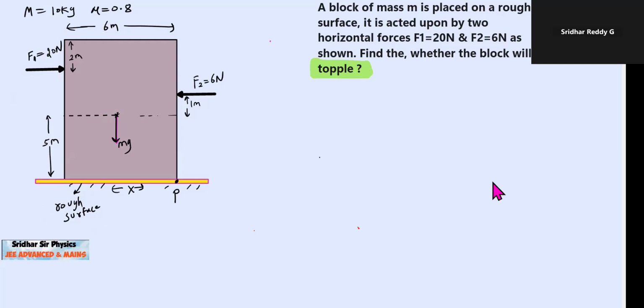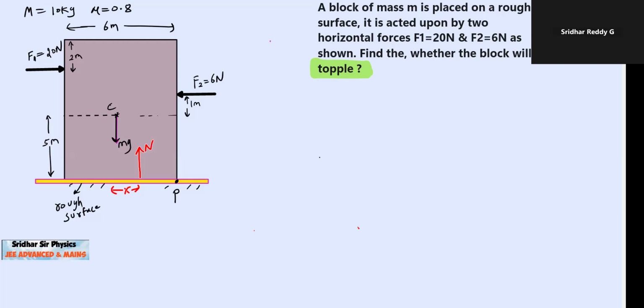Now let me start this one. The weight mg is acting. Let this be the center of mass. Now how to verify whether it will topple or not? This is one major issue. As we know, the normal reaction will pass through the center of mass when these forces are not acting. When these forces are acting, then the normal reaction will shift. It will shift like this.